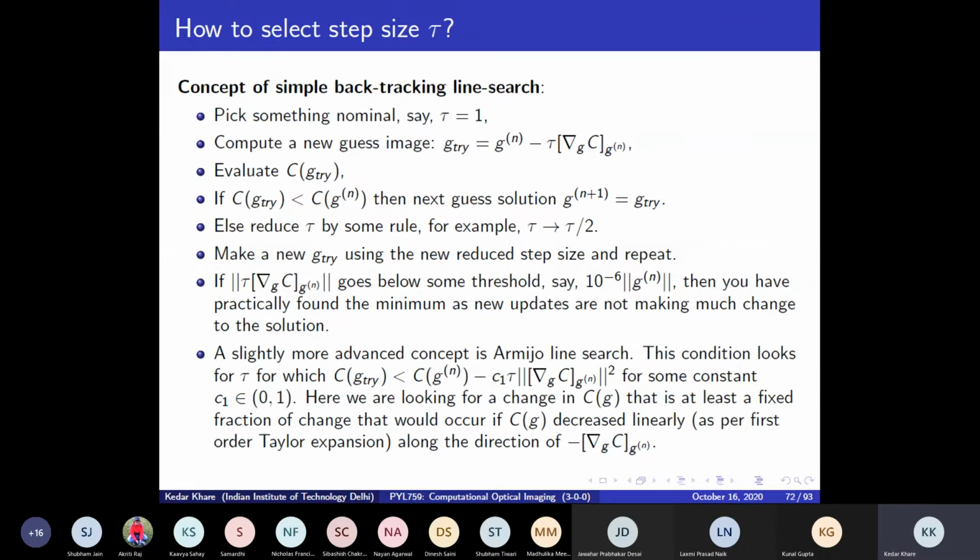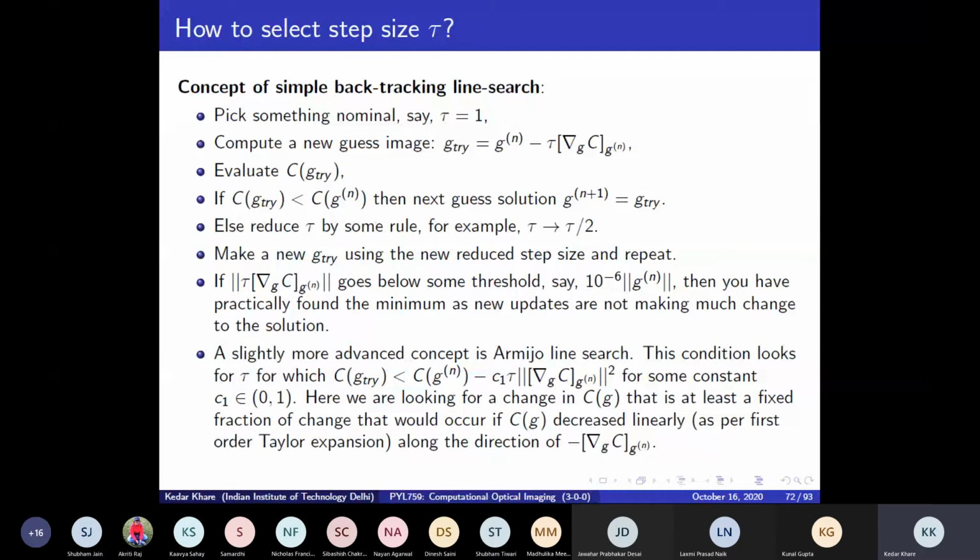If I find that the cost function value has indeed decreased, so if C of G trie is less than C of Gn, then I can say that my next guess solution, Gn plus 1, is equal to G trie, okay? But if this is not true, and C of G trie is actually more than C of Gn, then maybe I have traveled too far, and I can reduce tau by some simple route. For example, instead of 1, I'm going to do 1 by 2, okay?